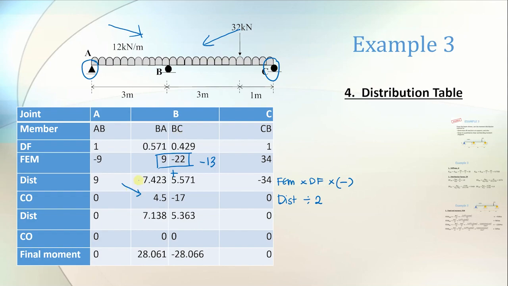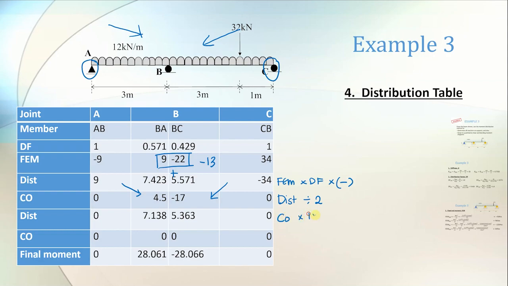For BA you cannot carry over to AB, so it is 0. And for this 5.571, you also cannot carry over to CB, so it becomes 0. And for CB you can carry over to BC, so you just divide it by 2. Then we do distribution again, because it is not yet zero.